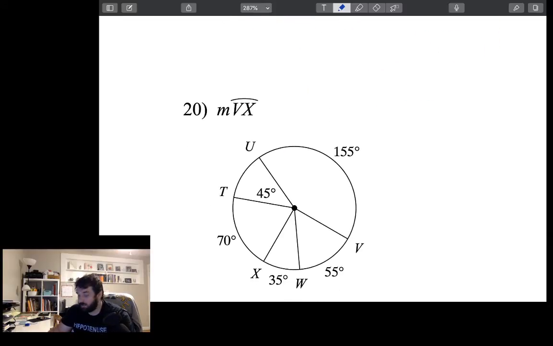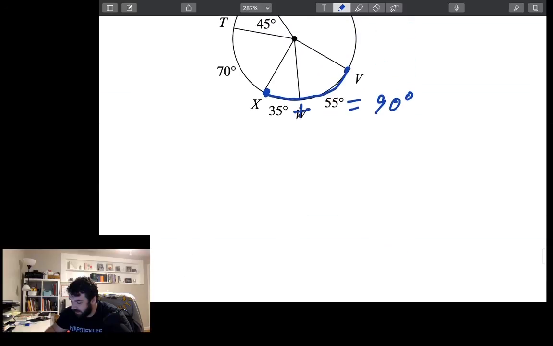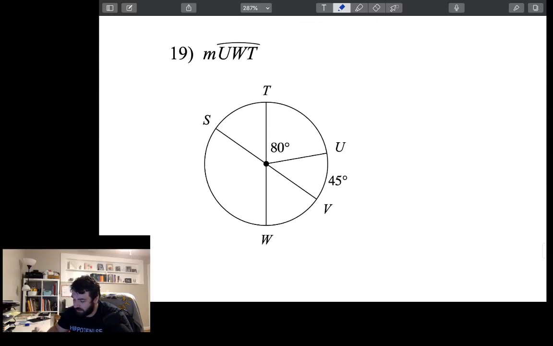Arcs are going to work with the same sort of math principles. So I'm looking for arc VX here. We want to make sure we label that really simply. VX, I'm talking about from here around to here. And don't overcomplicate this. It really is just addition: 35 plus 55. So that is a 90 degree arc going along here. The big thing on arc measure and central angles, don't lose your heads about them. One last fact to point out is that central angles and arc measures in a circle in general do add up to 360 total degrees.